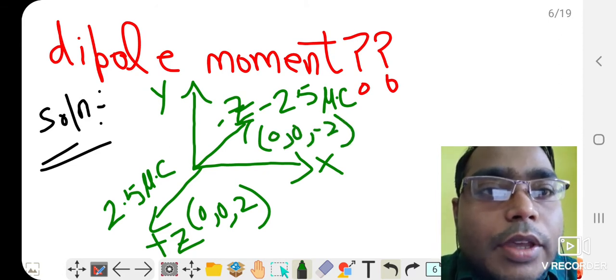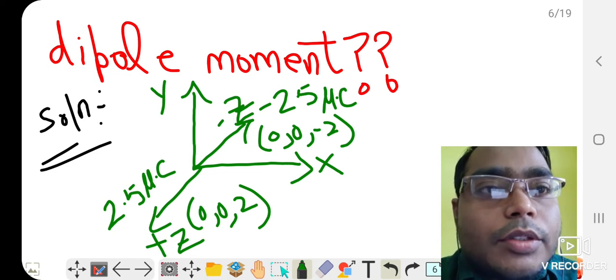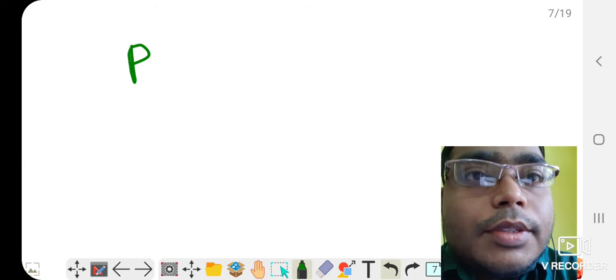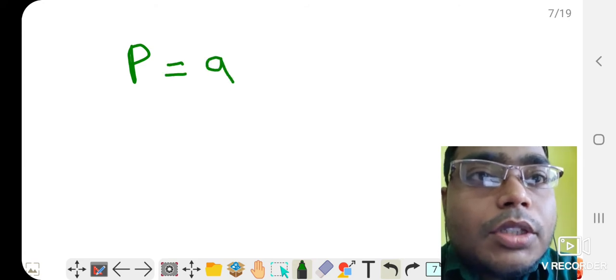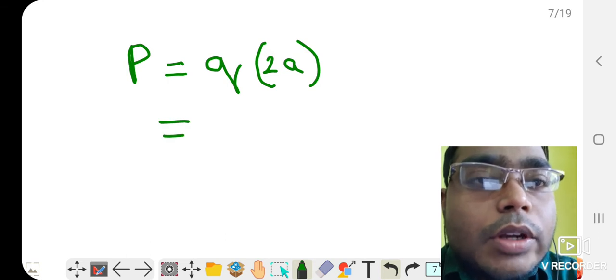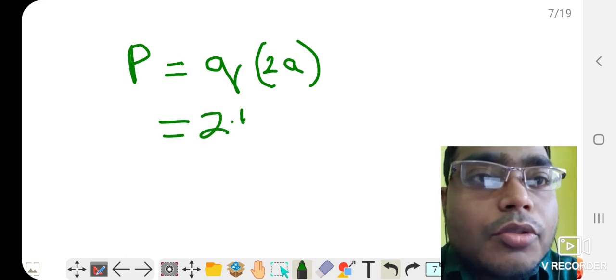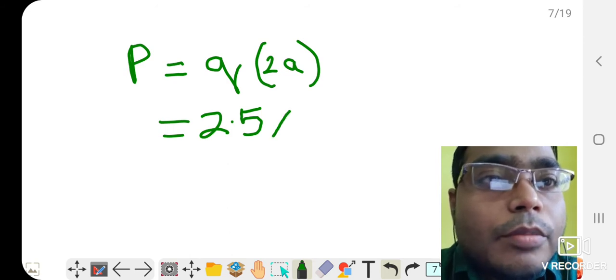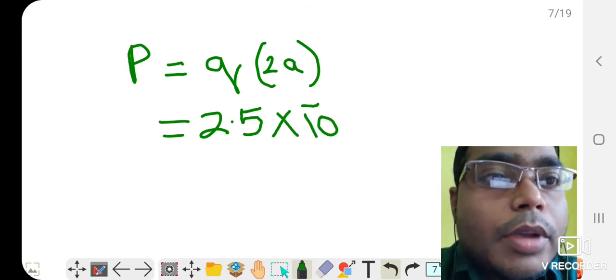So it is asked to calculate the dipole moment. So how to find out the dipole moment now? It is very simple. It is given by charge multiplied by the distance between the two charges. So what is the magnitude of the charge in this question? It is 2.5 microcoulomb. So microcoulomb means it is 10 to the power minus 6.